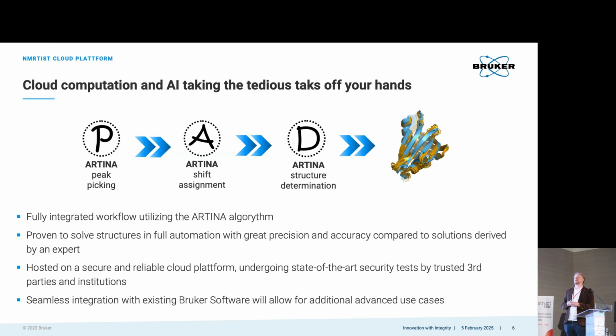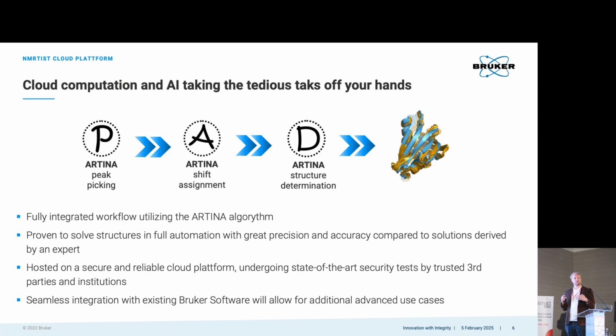The underlying platform goes by the name of Artina, which is the name by which this has been published, and it consists of 3 steps that can be executed in consecutive order. The first one is the peak picking, and this is where the group at ETH Zurich did an amazing job. They curated about 3,000 higher dimensionality spectra to use as a training data set. The next step is the shift assignment, and that is a 2-step approach.